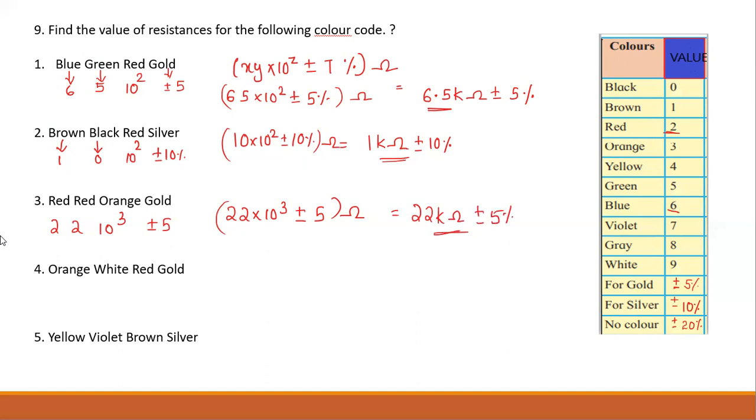Fourth one is orange. Value is 3. White is 9. Red is 10 raised to 2, plus or minus 5. That is equal to 39 into 10 raised to 2 plus or minus 5 ohm, or we can write 3.9 kilo ohm plus or minus 5%.